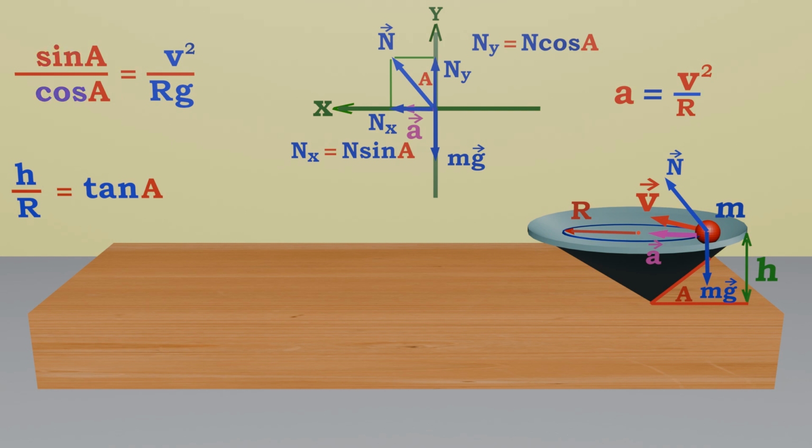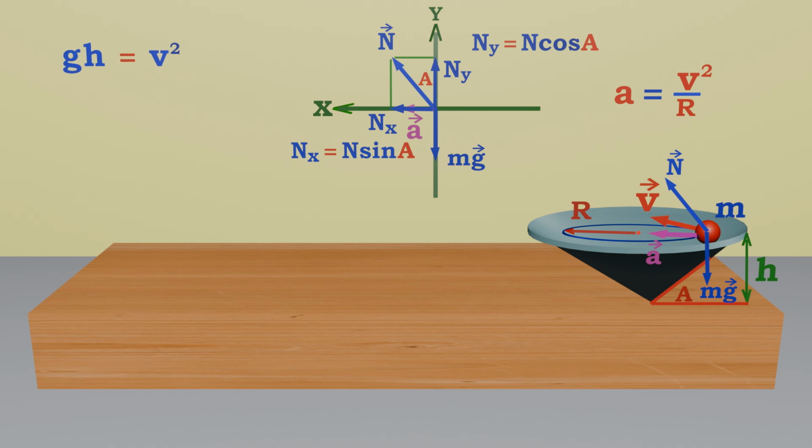Sine divided by cosine is tangent, and now we substitute h divided by r for the tangent of a. Finally, we find that v equals the square root of g times h. The result we have obtained deserves special attention. The required speed doesn't depend on either the mass of the ball or the angle of the cone.